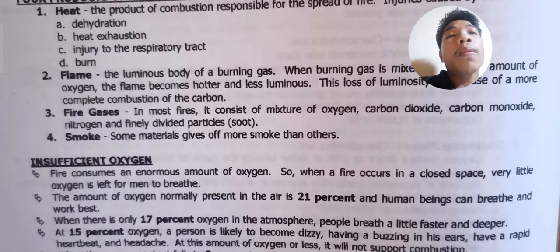Heat is the product of combustion responsible for the spread of fire. The flame is what you see while something is burning. Fire gases in most fires consist of a mixture of oxygen, carbon dioxide, carbon monoxide, nitrogen, and finely divided particles. The fire gases are the black smoke from the flame that we see while something burns. In smoke, some materials produce more smoke than others.